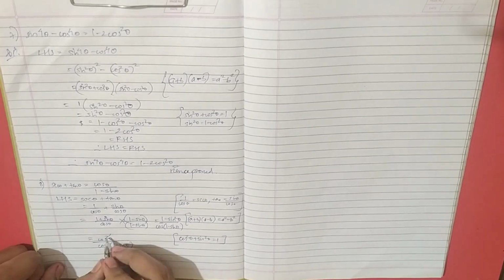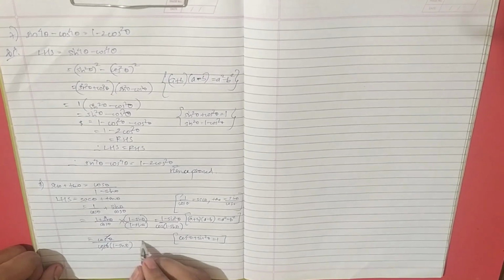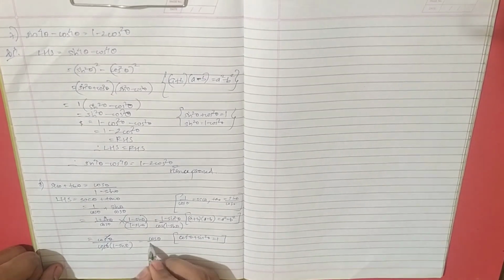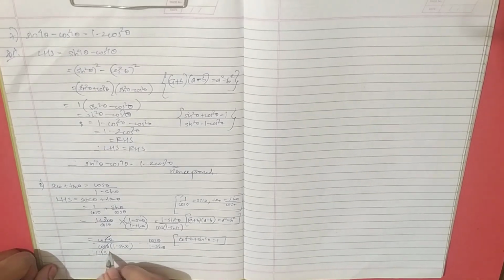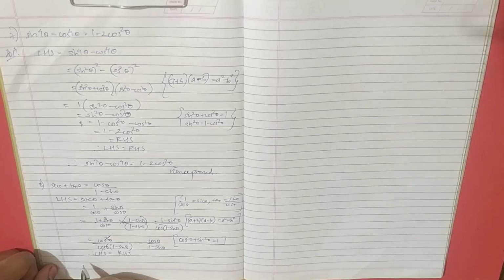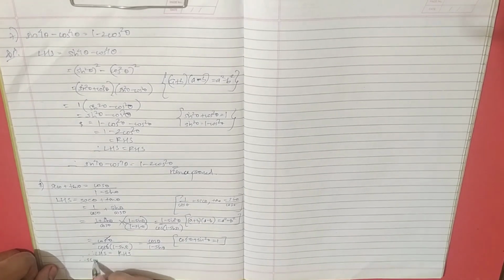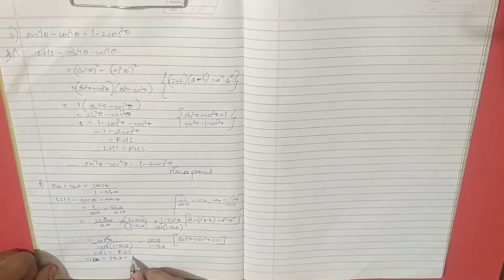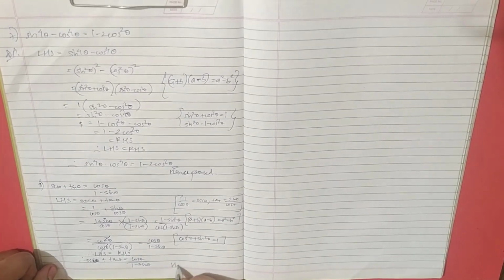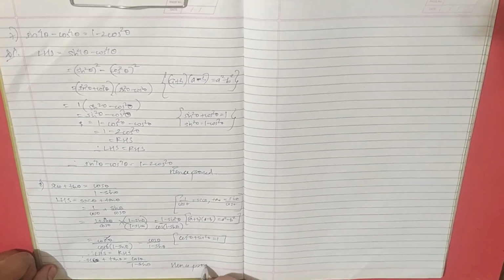So one cos theta gets cancelled here, and this will be cos theta upon 1 minus sin theta. Therefore left hand side equals right hand side. Therefore sec theta plus tan theta is equal to cos theta upon 1 minus sin theta. Hence proved.